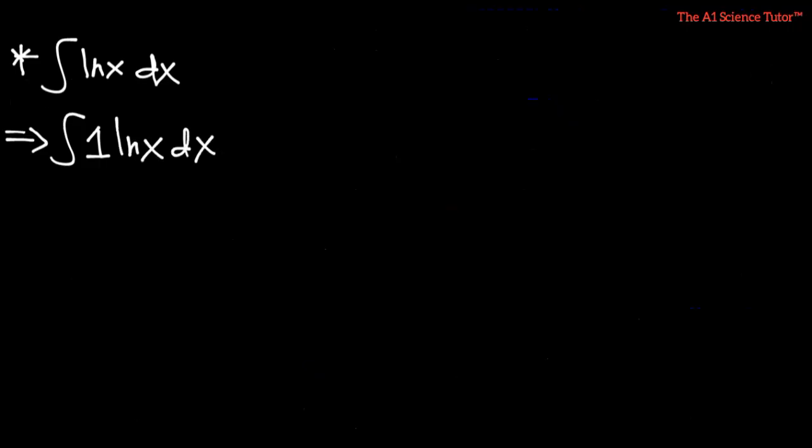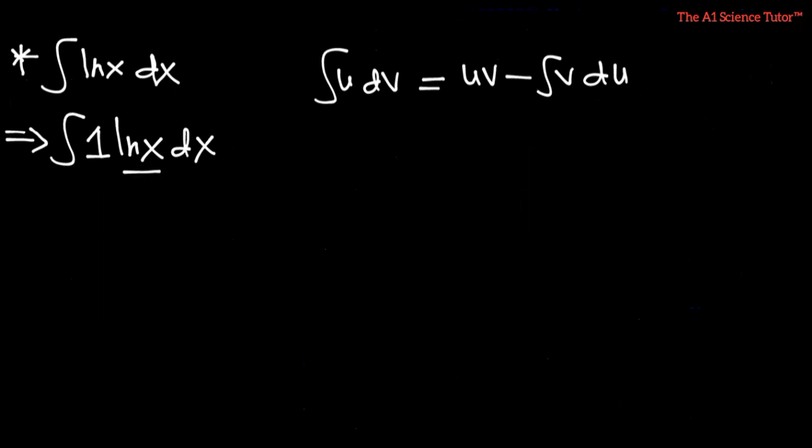Now we already know that the formula for integration by parts is integral u dv, and that is equal to uv minus integral v du. So we are going to make 1 to be dv, and we will make ln x to be u.